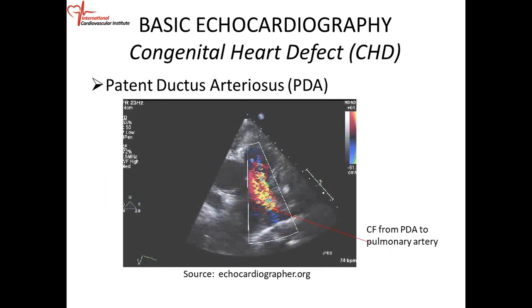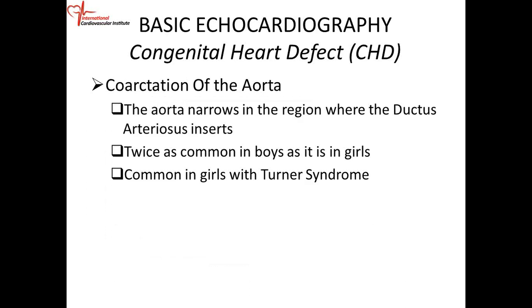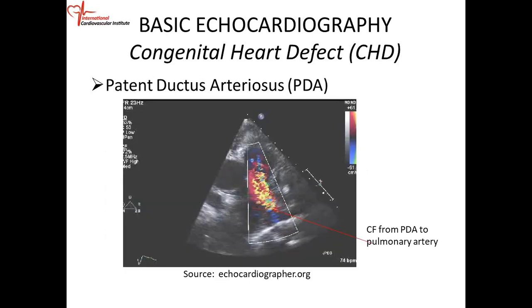Okay, so this is color flow from the PDA to the pulmonary artery. So that is important. So PDA, patent ductus arteriosus, it's one of the things that will give rise to pulmonary hypertension. You get LV dilatation, left atrial dilatation, continuous murmur. So you know how to assess your PDA.